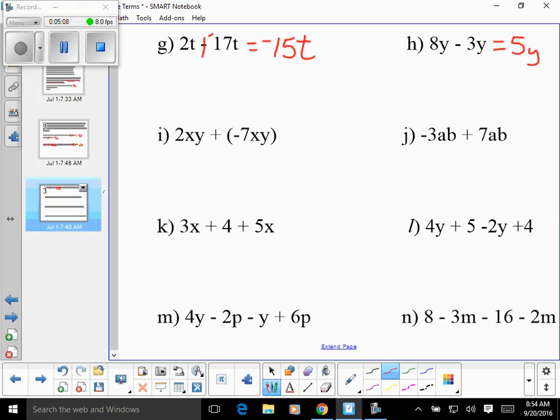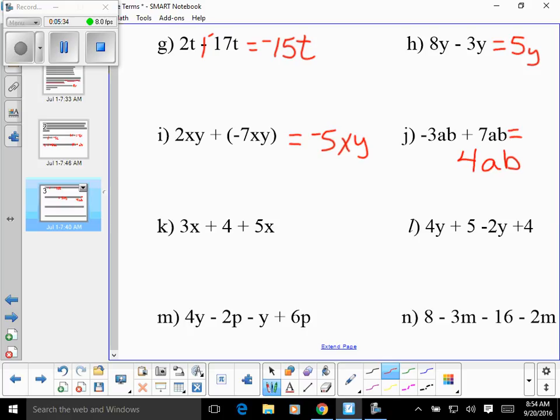In I, 7 plus negative 7, excuse me, plus 2 is going to be negative 5, and I'm going to have negative 5xy. In J, my answer is going to be 4ab, because negative 3 plus 7 is 4.